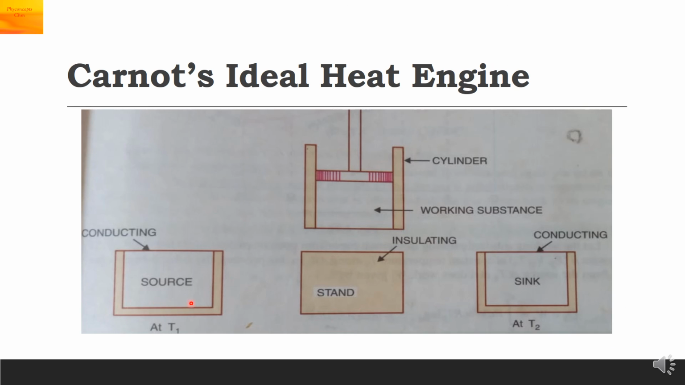So these are the different parts of the heat engine: the cylinder, the source, the stand, and the sink.